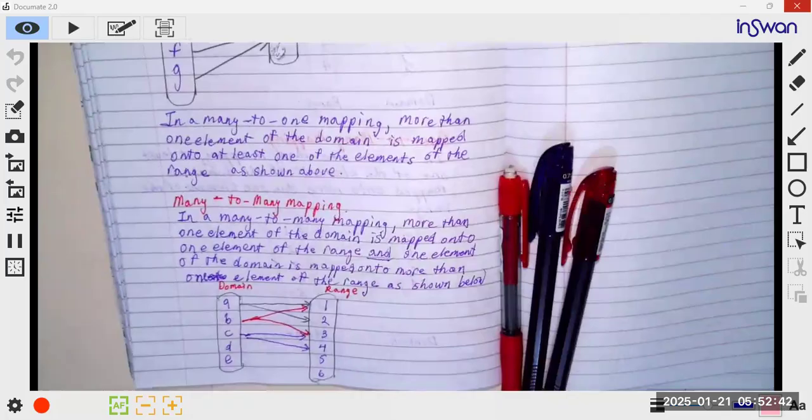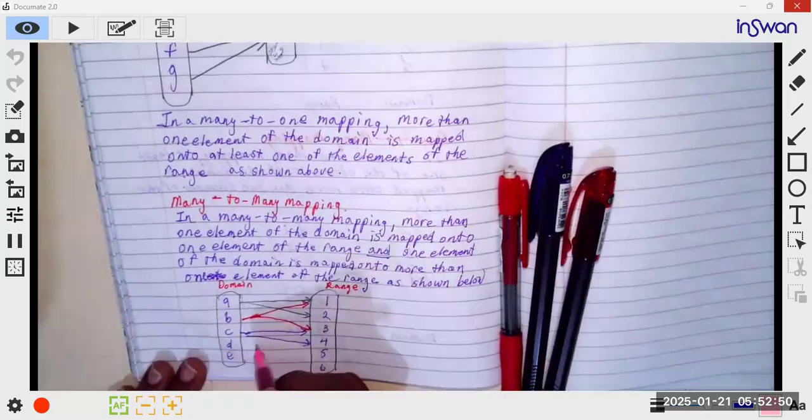And lastly, D could go to 5. D could go straight to 5. And in addition to that, E could go to 5 and 6. All right, so I'm using a different color for each. So E could go to 5 and 6.